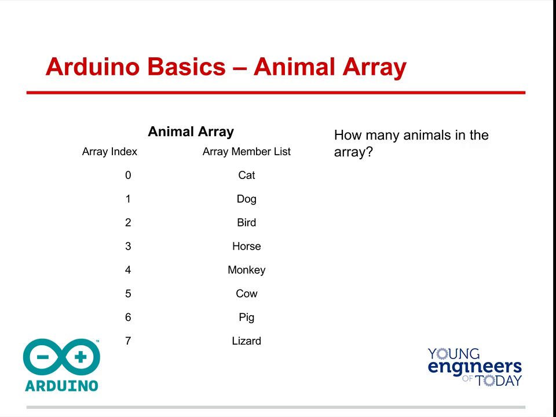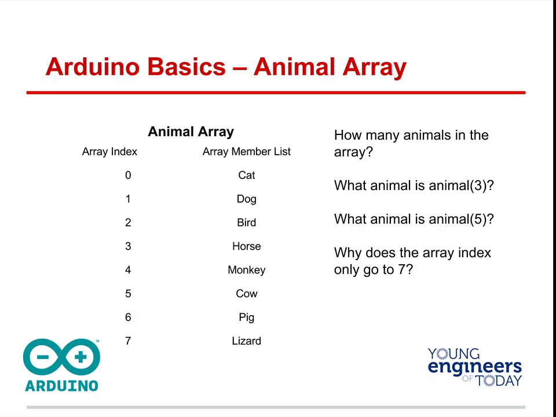And so forth. Okay? So let me ask you a couple questions. What animal is animal 3? I hope you said a horse. What animal is animal 5? Animals is the array, and this is a member in the array. 5, cow. Why does the index only go to 7? Because we only have 8 animals to add here. It goes from 0 to 7. And if you count this, we only have 1, 2, 3, 4, 5, 6, 7, 8. So 0 to 7 is the same thing as 8, and we have 8 members.